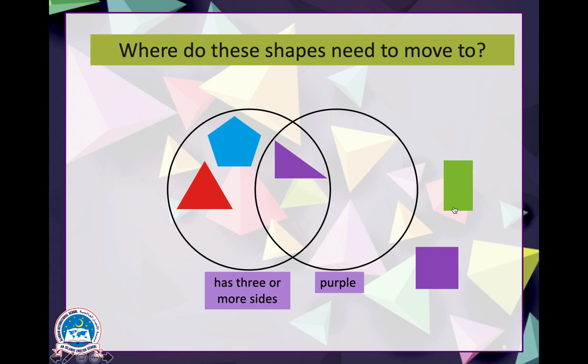Does it have 3 or more sides? Yes, it does. But is it purple? No, it's not. So we are going to put it only in the side that says has 3 or more sides. Now, let's look at the square over here.